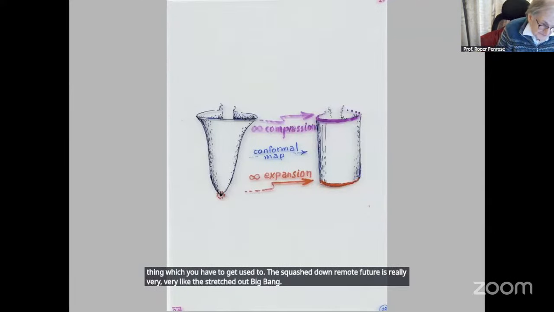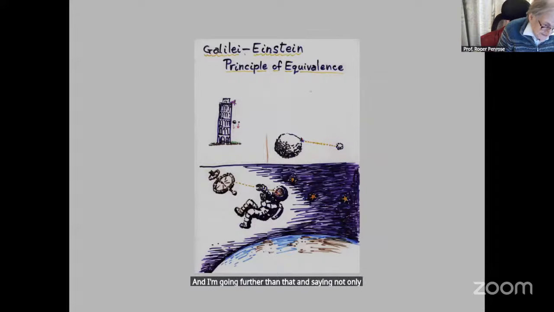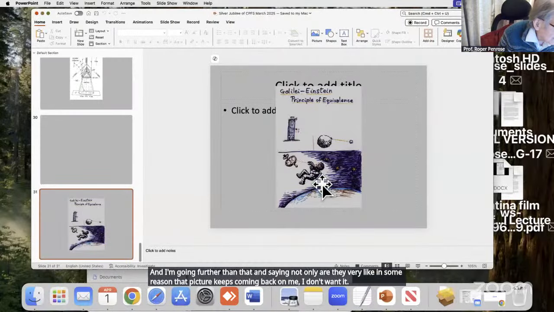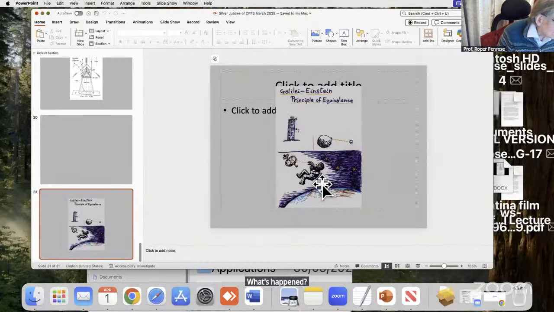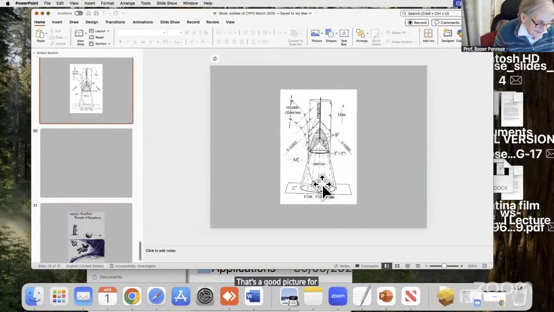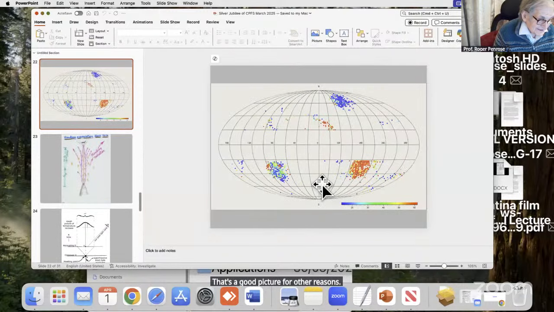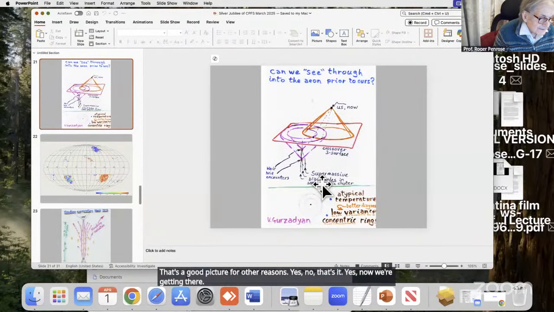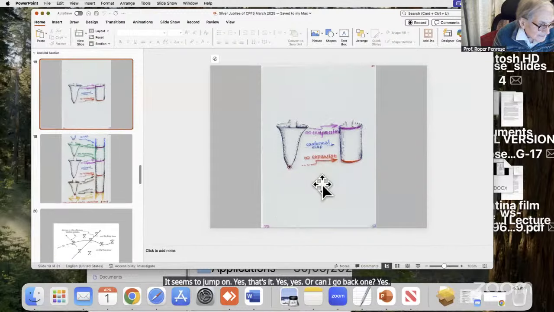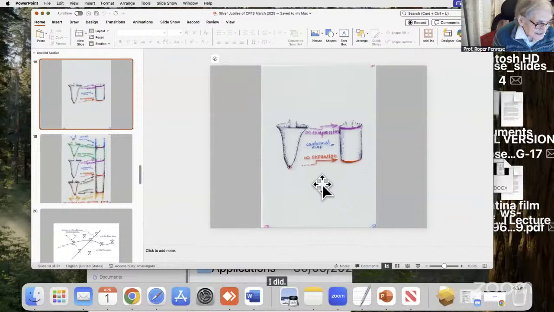And I'm going further than that and saying not only are they very like... for some reason that picture keeps coming back on me. I don't want it. What's happened? Why is the picture doing that for me? It's a good picture for other reasons, but it's not what I want for this talk. Yes, now we're getting there. It seems to jump for me. Yes, that's it. Or can I go back one? Yes. Maybe I pressed the wrong button, did I? No, I don't think I did. Okay. I did. Okay. Yes, so that's the picture I was just talking to.